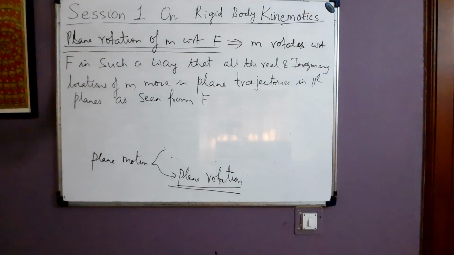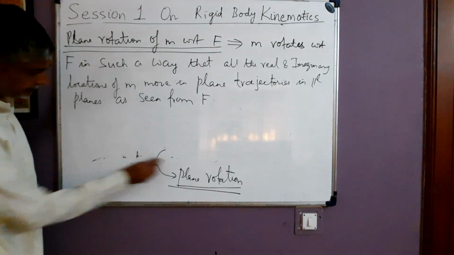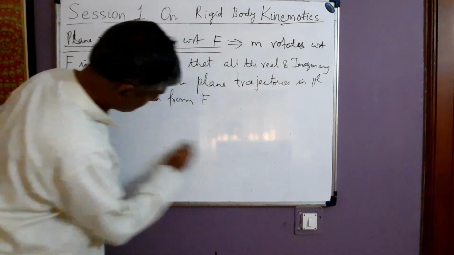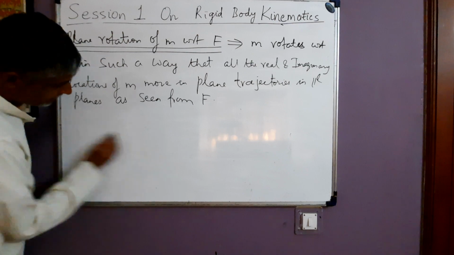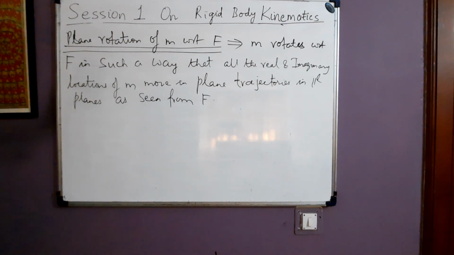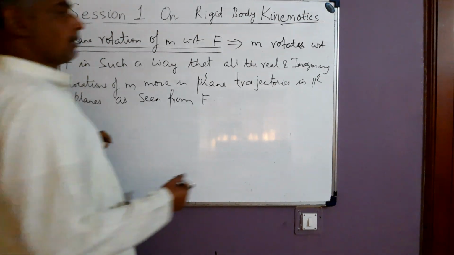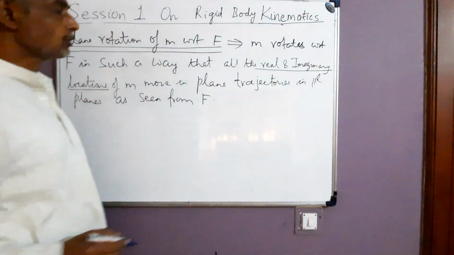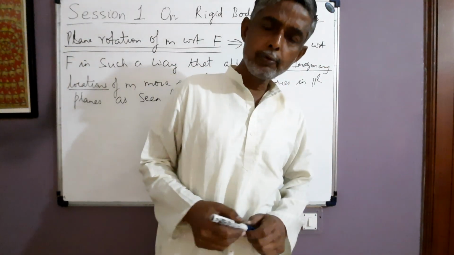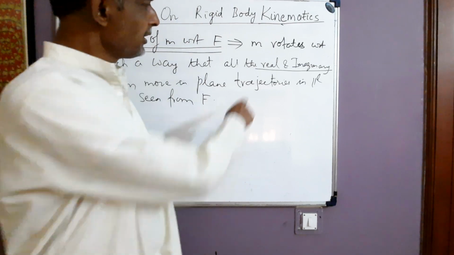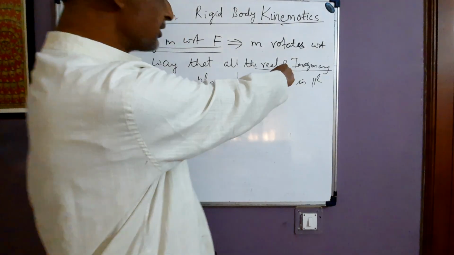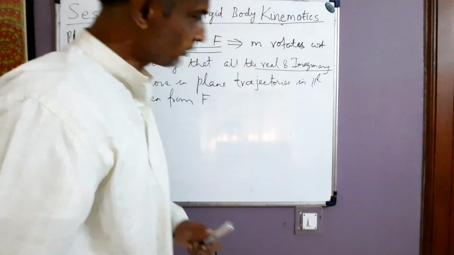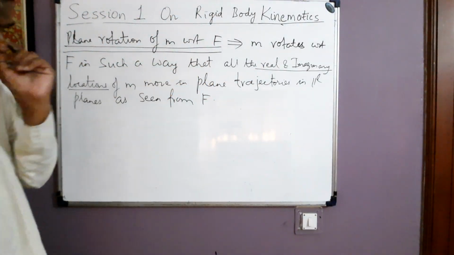Now the first thing we must note is what is meant by real and imaginary location. This has also been discussed fully in the first few videos of relative velocity. In the 7th video of relative velocity, you will get all these things, real and imaginary locations of M. If you go there, you will get all the details, so I will not explain it again.